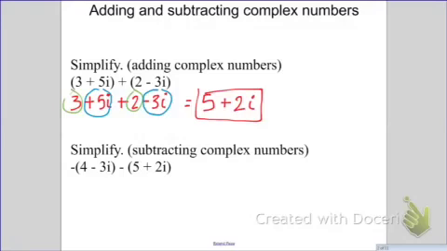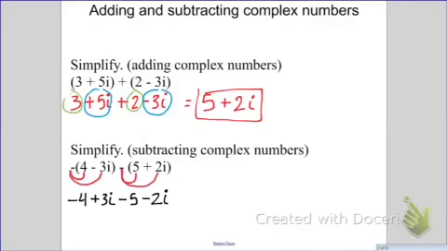The only thing that changes when you're trying to subtract complex numbers is the minus sign has to be applied to everything in the parentheses. It's kind of like distributing a negative 1. So you need to make sure that you use this negative on the 4 and on the negative 3. You use this negative on the 5 and the positive 2. And when you do this, we can start to rewrite it as negative 4, because a negative and a positive is negative, positive 3i, because a negative and negative is a positive, negative 5, and negative 2i.